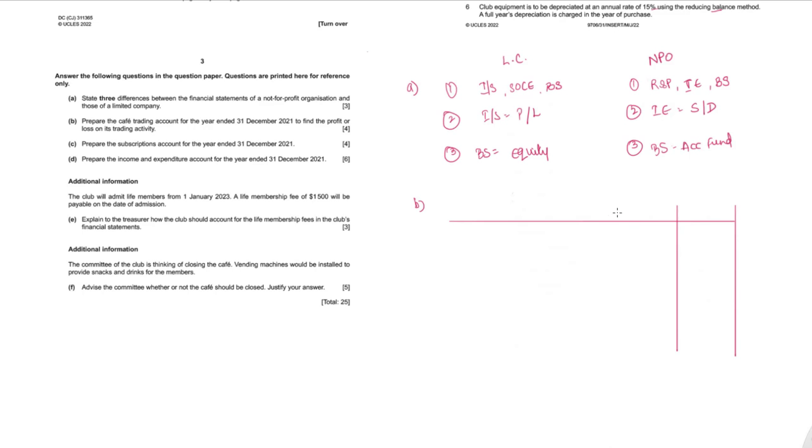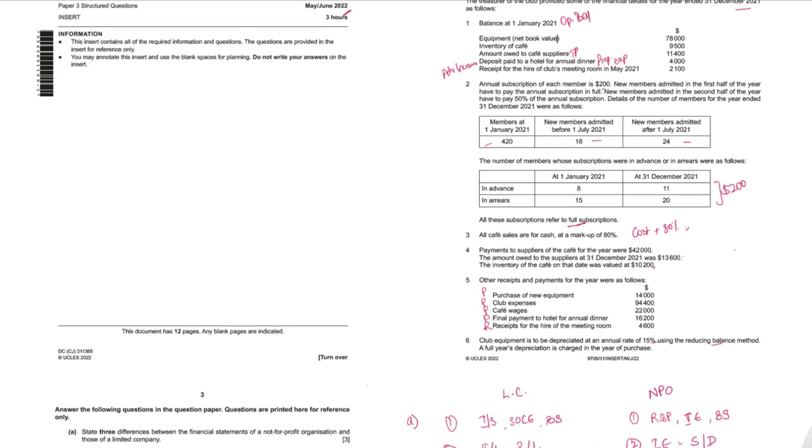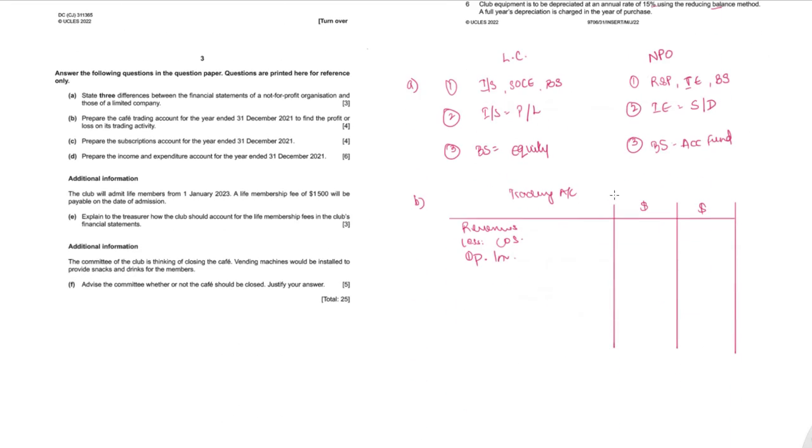I will be preparing in a rough format here just to do it quickly, but make sure you follow all the formats in the exam. Revenues, we don't know. Cost of sales, we'll calculate. Opening inventory, please don't use any abbreviations in the exam. Okay, opening inventory, if you see the opening balance is 9,500.